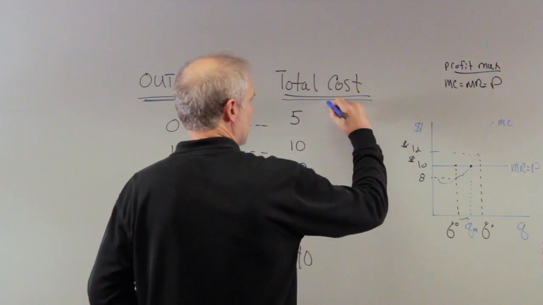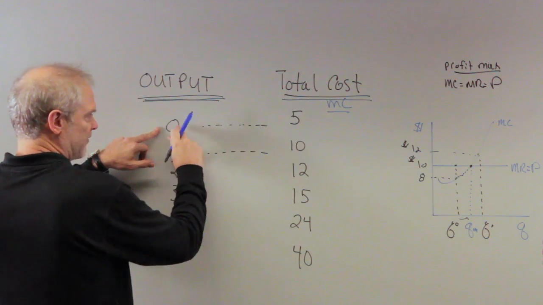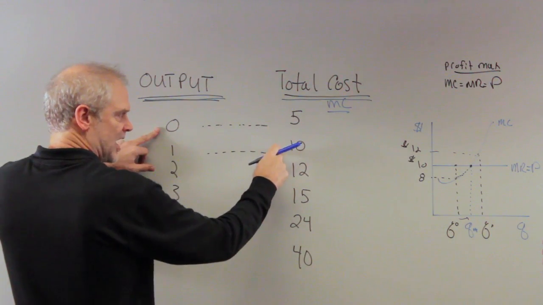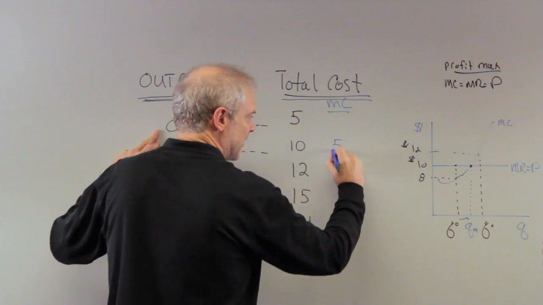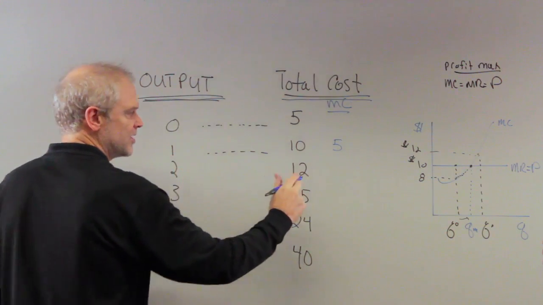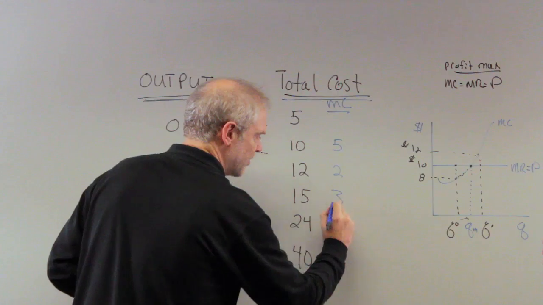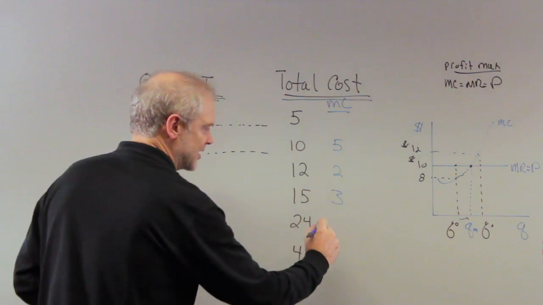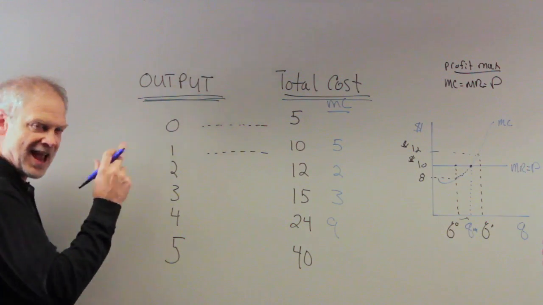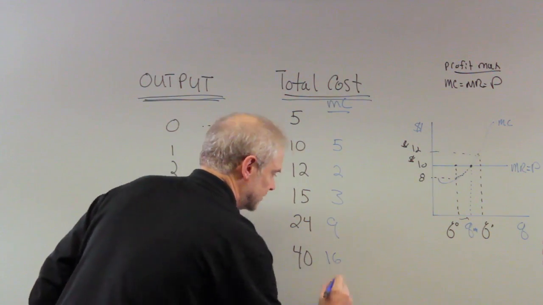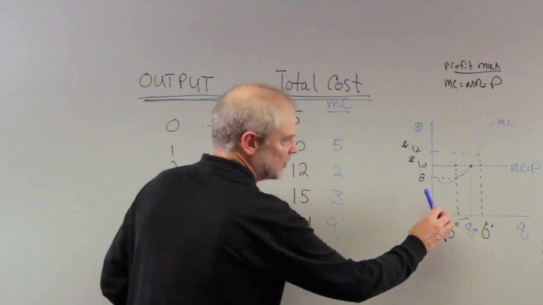That's total cost. We're going to put marginal cost right here. And marginal cost is determined from when you change output, how much does cost change? So when you go from 0 units to 1 unit, our cost increased by $5. From 1 unit to 2 units, our cost increased by 2. From 2 to 3, our cost increased by 3. From 3 to 4 units, our cost increased by 9. And when you go from 4 to 5 units, the extra cost is now $16. All right? So now this is the marginal cost schedule, which should look something like this.